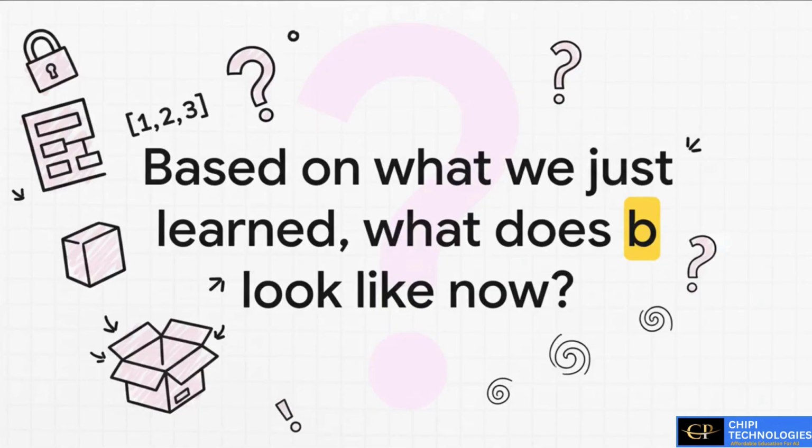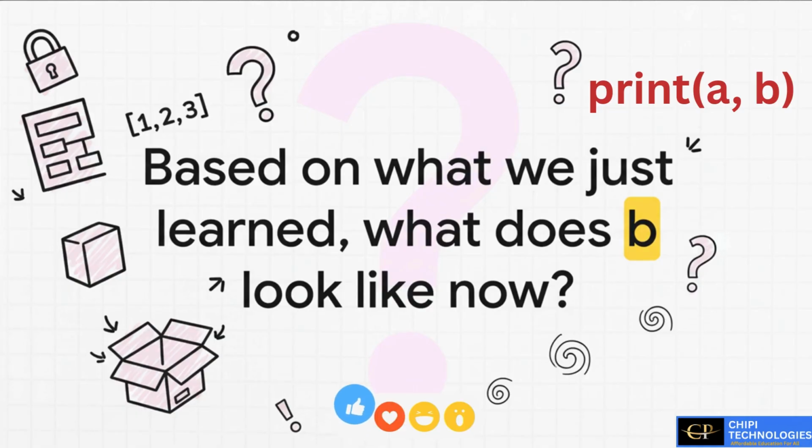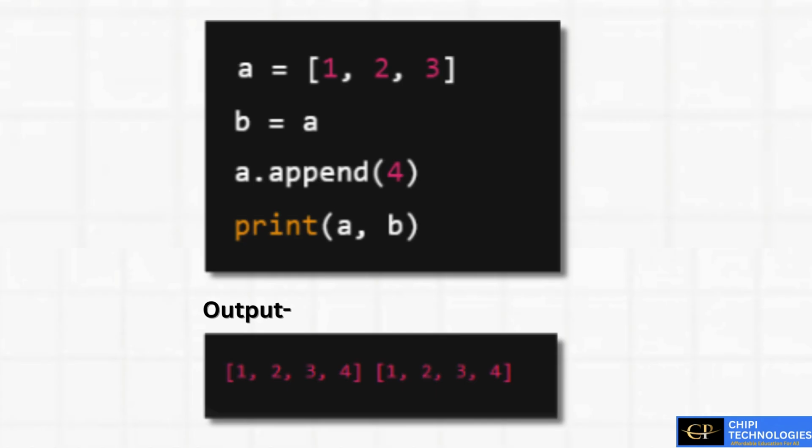All right, prediction time again. Based on what we just saw with the integer, you'd probably expect B to stay exactly the same, right? But is a list the same kind of thing as an integer? What does your gut say is going to happen to B this time? And boom, take a look at that. This time, they both changed. When we added a number to A, B changed right along with it. So what gives? Why did this behave in the complete opposite way?